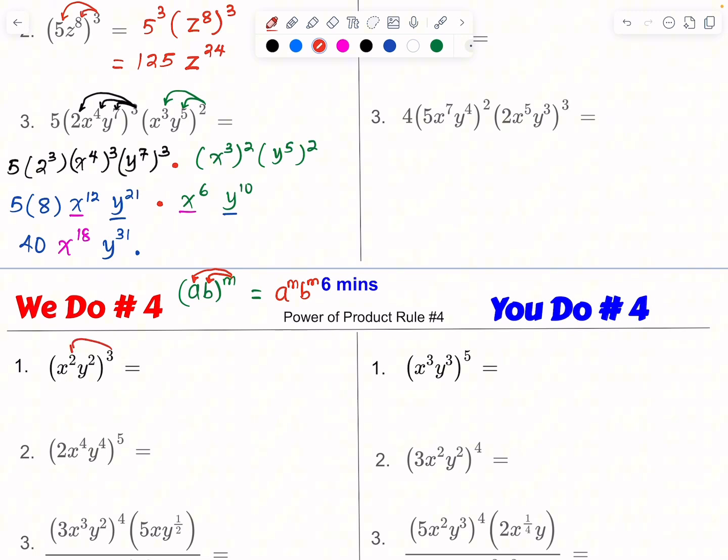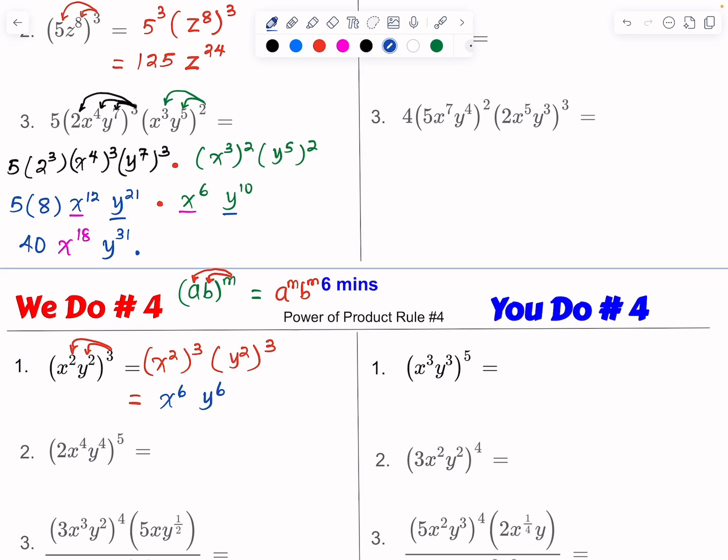So I give this power to that, and then I give this power to that one too. So how am I going to write that? So I have my x squared to the power of 3, and then y squared to the power of 3. And then if I simplify, this is rule number 3 now. So according to what we just did in rule number 3, this one will be x to the power of 6 and then y to the power of 6. And that would be my answer.